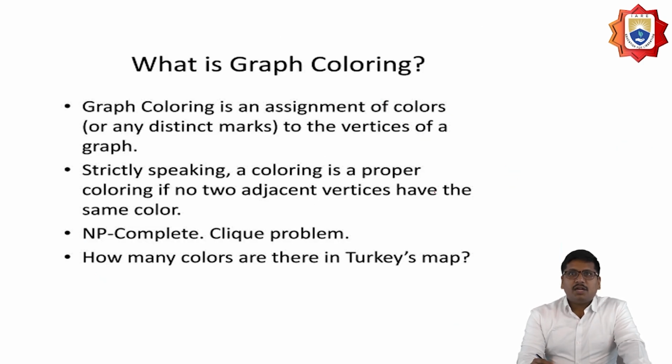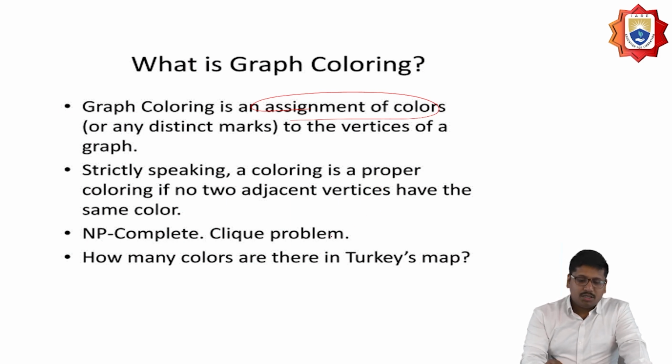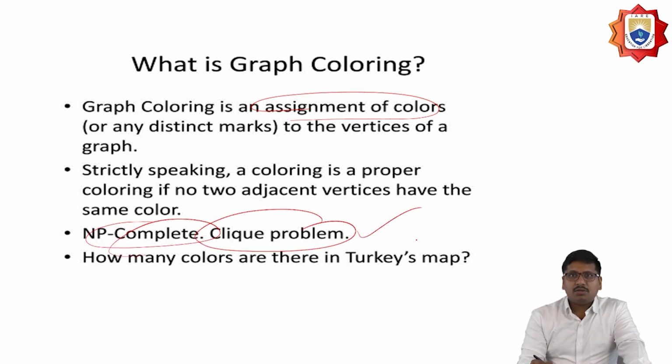So what is graph coloring? Graph coloring is nothing but assignment of colors to the vertices of the graph, and strictly speaking, the coloring is a proper coloring if no two adjacent vertices have the same color. And then NP complete, so NP complete is nothing but the clique problem. It is one of the problems. How many colors are going to be there in maps? That is one of the examples of that.